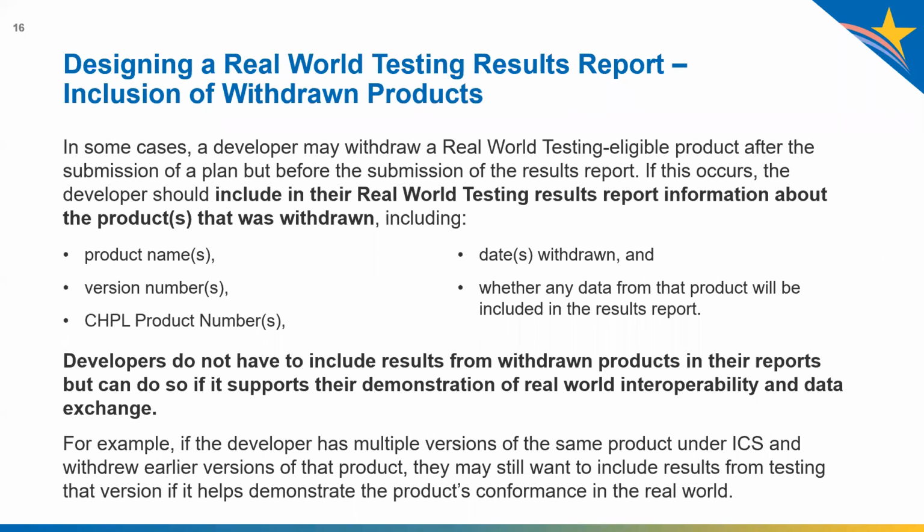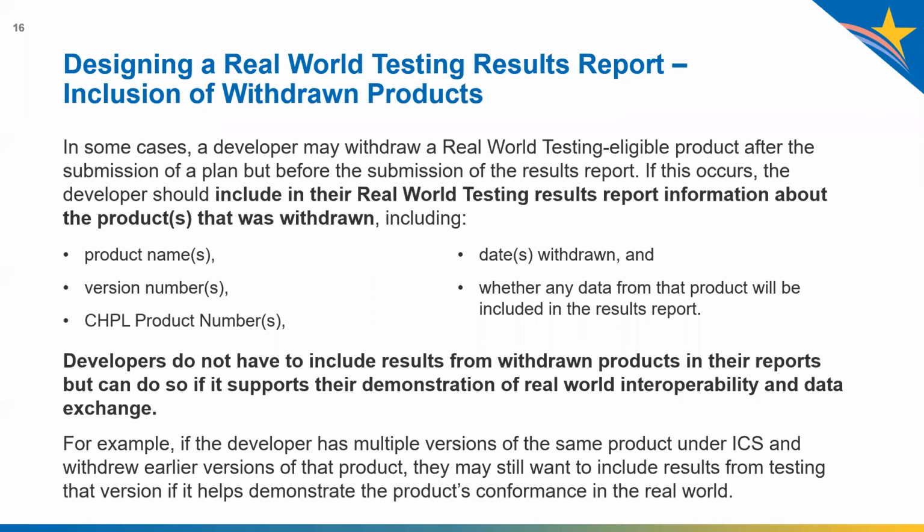If this occurs, developers should definitely include in your results report information about the withdrawn product, okay? You want to touch on the product name, version number, CHPL product number, the dates withdrawn, and specify whether any data from that product will be included in the real world testing results report, okay? Developers do not have to include results from withdrawn products in their results reports, but can do so if it supports their demonstration of real world interoperability and data exchange.